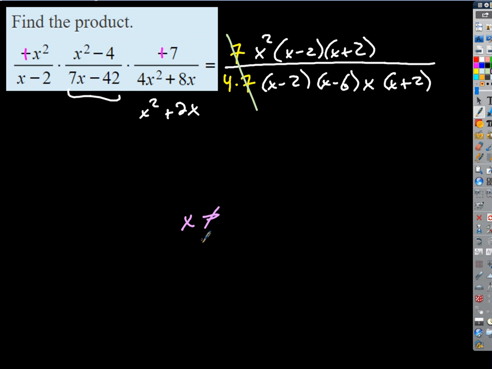So x can't equal 2. It can't equal 2, it can't equal 6, it can't equal 0, and it can't equal -2. We've got 4 values that are going to have to be excluded, right?